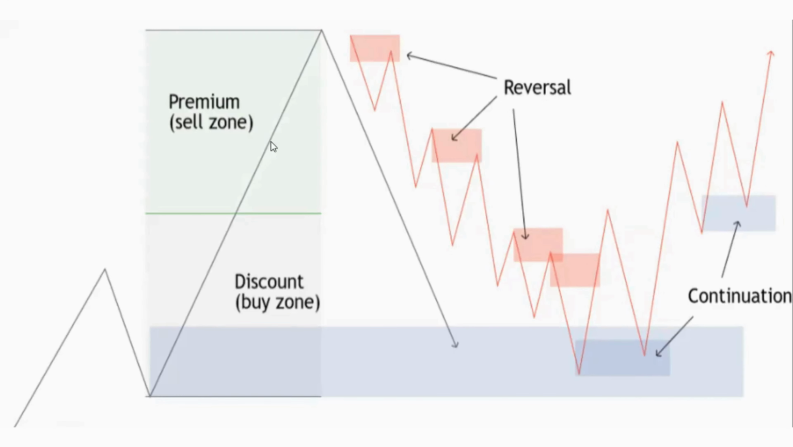Okay, so we draw this premium discount from the high to the lowest point of that higher time frame move that created this demand, and then split it into 50%. I hope this is clear. Let me show you on the chart as well.